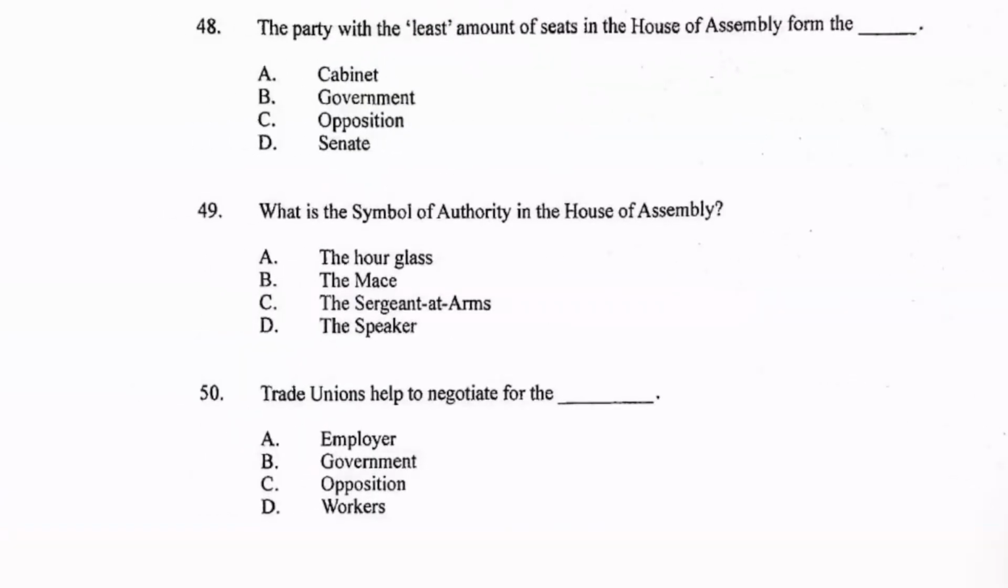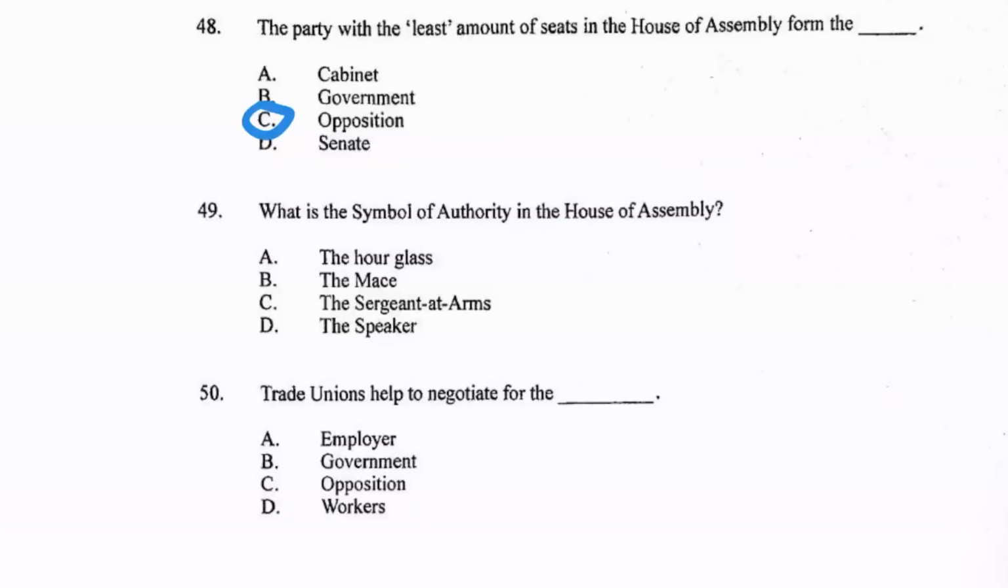What about number 48? The party with the least amount of seats in the House of Assembly form what? Do they form the cabinet, the government, the opposition, or the Senate? Some folks are saying the opposition. Anyone think it's something different? All right, so the answer is C, it is the opposition. So the word opposition means to oppose. So that party that did not win, they have the least amount of seats, they oppose the winning party. They're called the opposition.